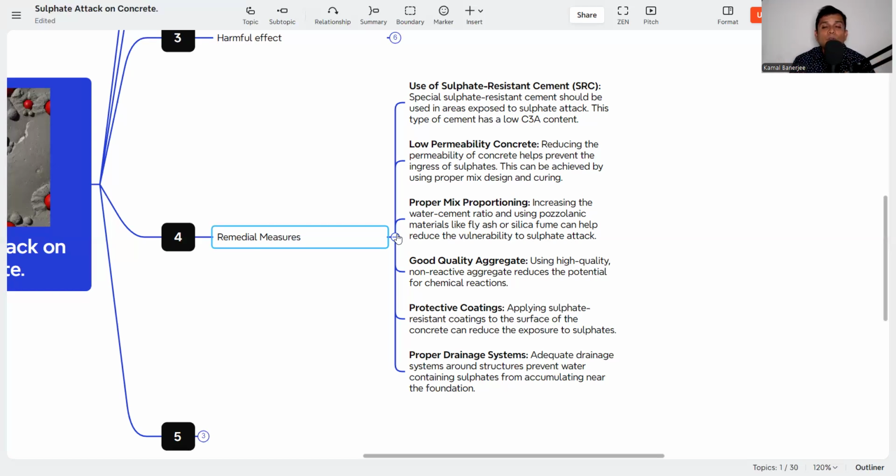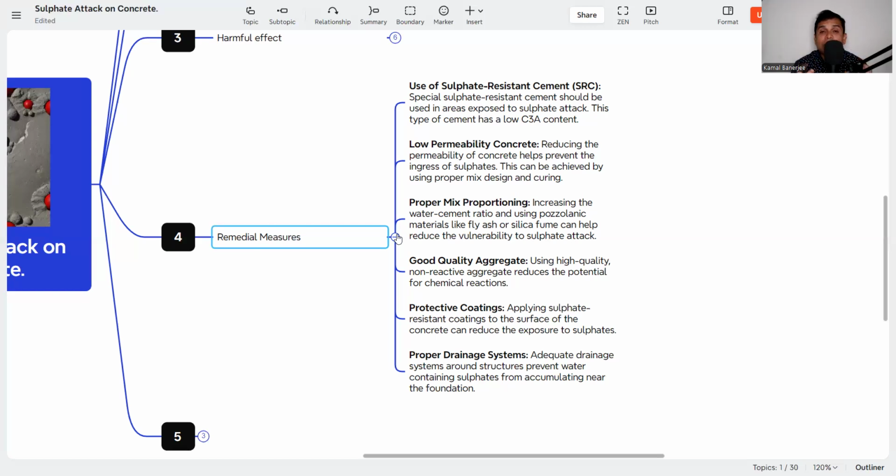Then one layer of protective coating is very useful and widely used. Applying a sulfate resistant coating to the surface of the concrete can reduce the exposure to sulfate. Then a proper drainage system is very important in the concrete, so that there will be no accumulation of water.